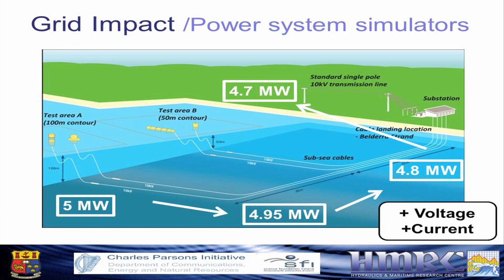As a result, it could say, okay, you have 5 megawatts here as input, but due to cable losses and so on, you may only inject 4.7 megawatts. And it will also tell you what the voltage and the current are at any point in the network, both the network here and the national network.